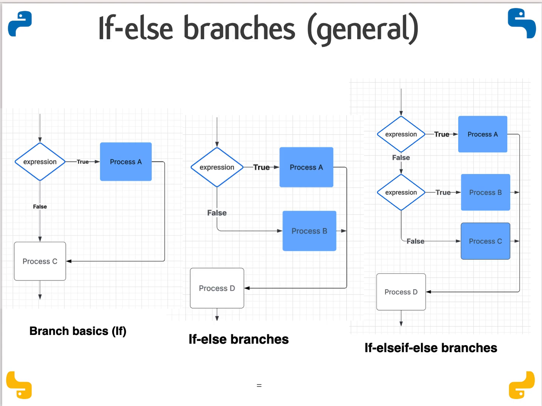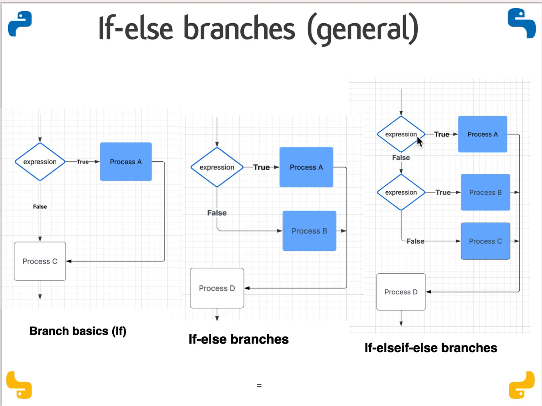This slide illustrates the concept of if-else branches in programming. If-else branches are a fundamental way to control the flow of a program based on conditions. If-else branches allow the program to make decisions based on conditions. The if statement executes code only when a condition is true. The if-else provides an alternative way when the condition is false.